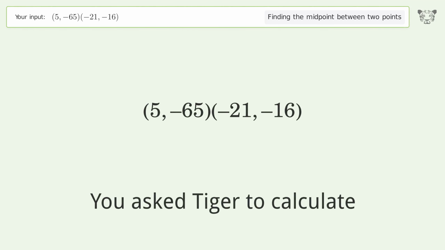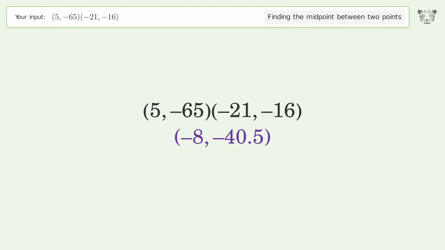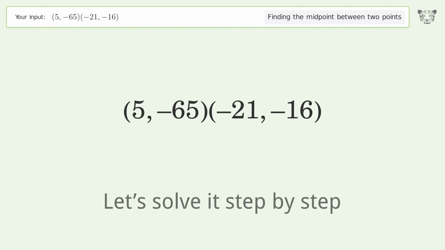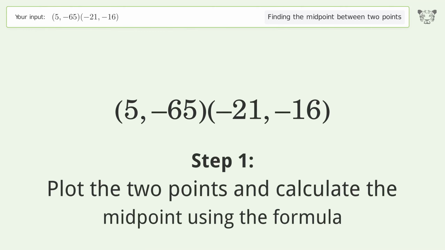You ask Tiger to calculate. This deals with finding the midpoint between 2 points. The midpoint between the 2 points is -8, -40.5. Let's solve it step by step. Plot the 2 points and calculate the midpoint using the formula.